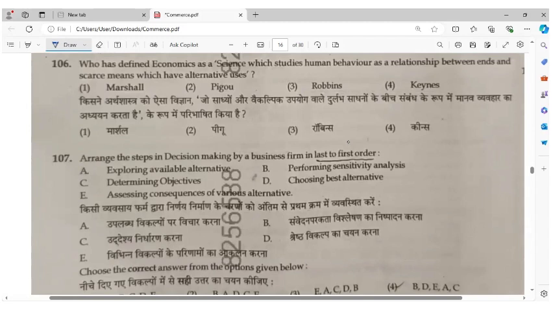Now the next one: who has defined economic science, which studies human behavior as a relationship between the ends and the scarce means, which have alternative uses? Okay, we can alternately use it. So it is given by Robbins. Yes, the word is alternative uses. Okay, the scarcity definition is given by Robbins.